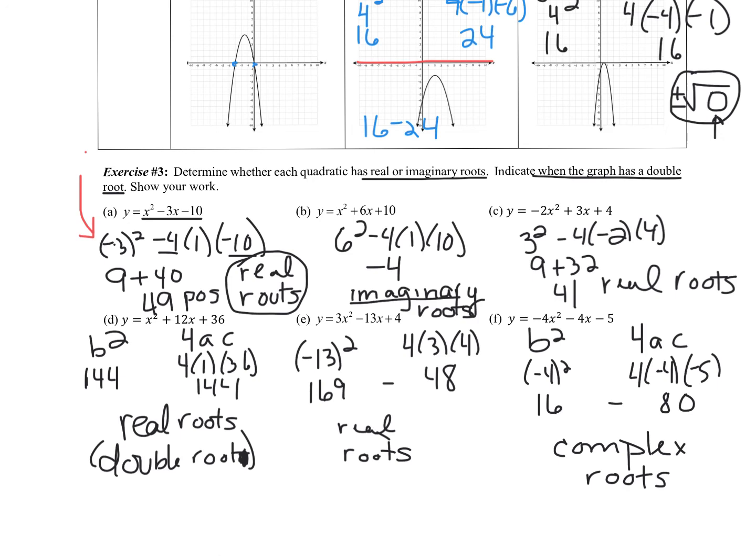For example, when I look at this, in my head, I do 13 squared, right? That's 169. And I know, even if I don't know exactly what 4 times 4 times 3 is, I know that's smaller, so I know I'm going to have real roots. So unless it's super close, you might actually have to calculate it. You can actually look at a lot of them and just make a decision at a quick glance.